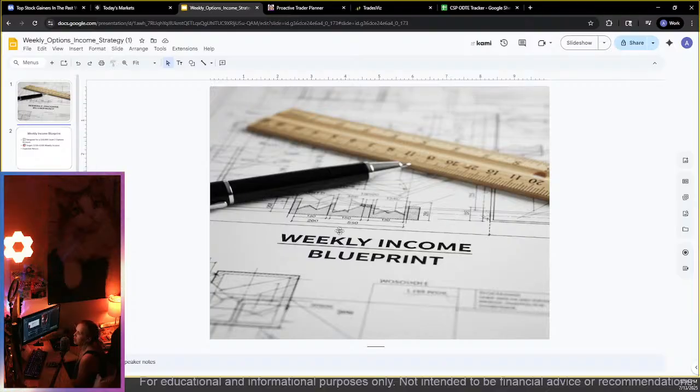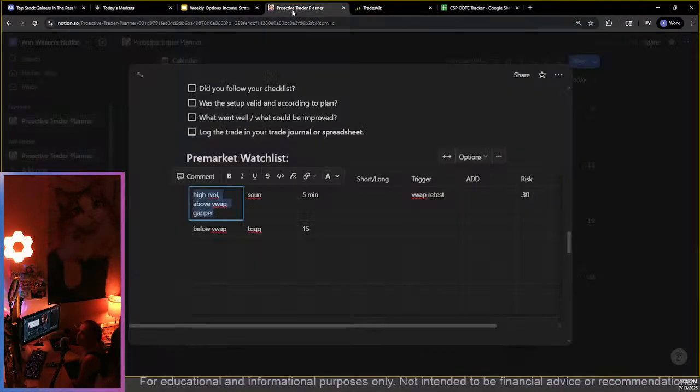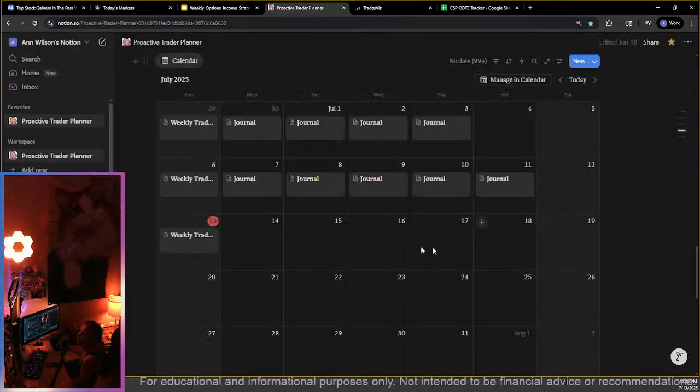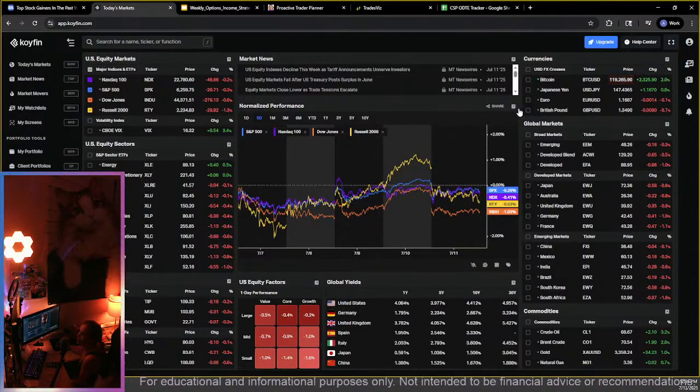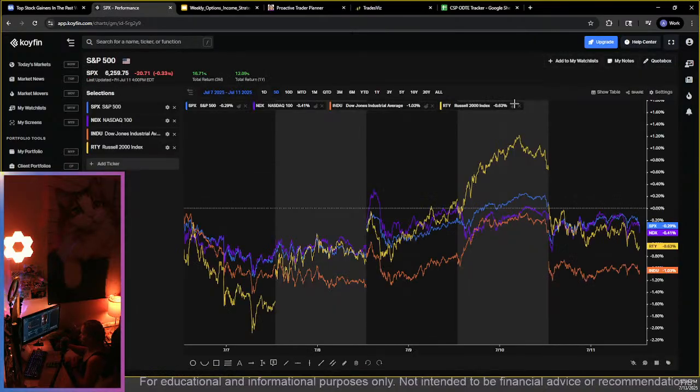But yeah, this is the weekly income blueprint section of the stream. Here we go. So let's go to the week in review. All right, index levels. The other part of this too that I could add is volatility. Have some sort of metric or recording, or even like, is it worth?